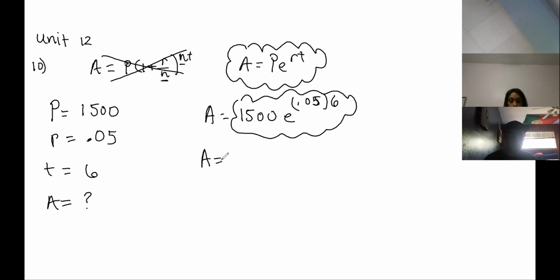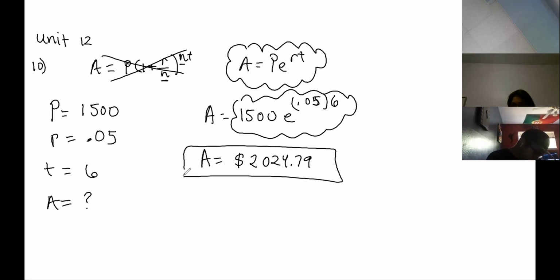Let me find my pen. This is number 10. So that was $2,024.79. So if you invest $1,500 in this bank for 6 years with that interest rate, after 6 years you'd end up with $2,024.79. Make sense? Yep, thank you. You're welcome. Any others? How would you do number 8?